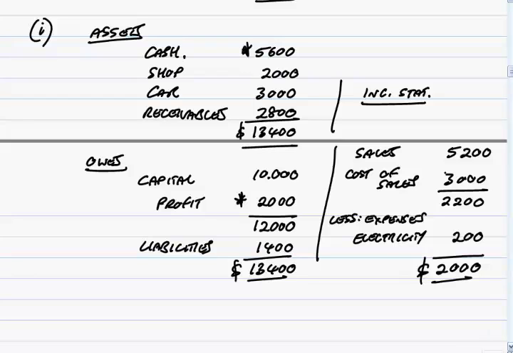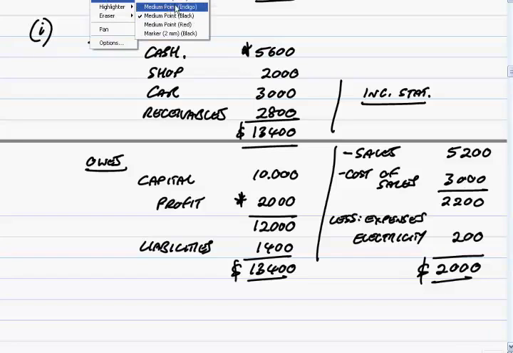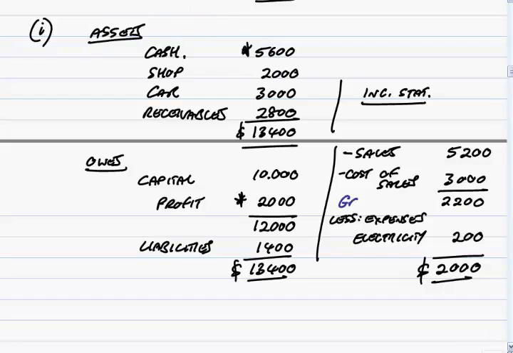We work out, first of all, the profit on what we actually sold. The sales less the cost of sales, 2,200, and we call that the gross profit.